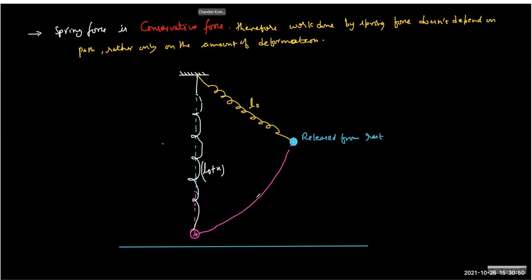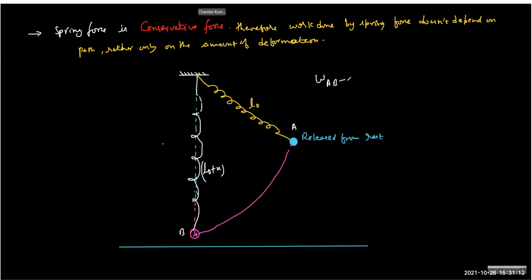So now you can see that the path is something very weird. It's random. Now, if I talk about the A to B journey, what do you think? Is it natural to deform or deform to natural? Natural to deform. So work done by the spring will be positive or negative? Negative.